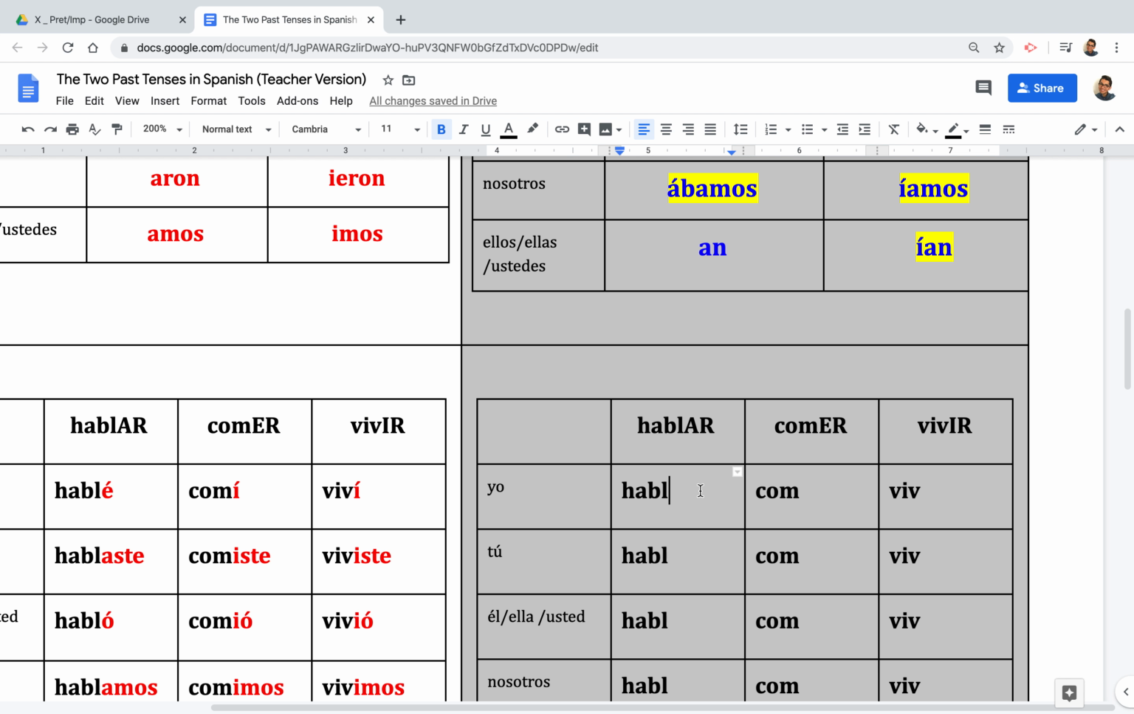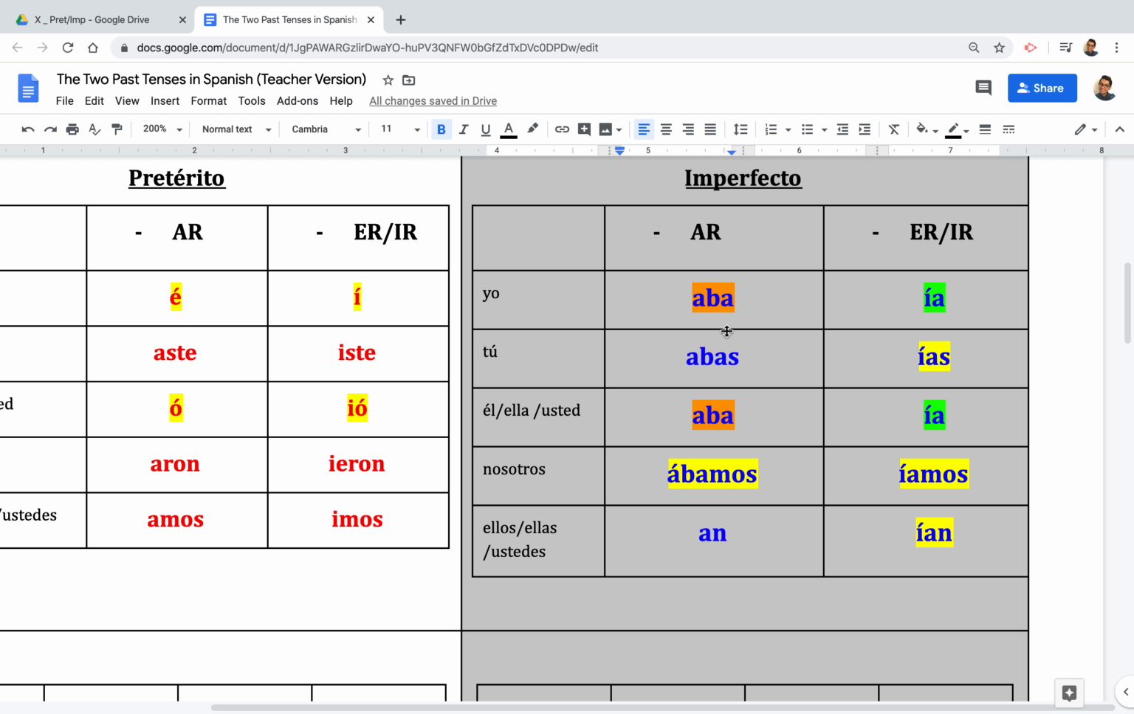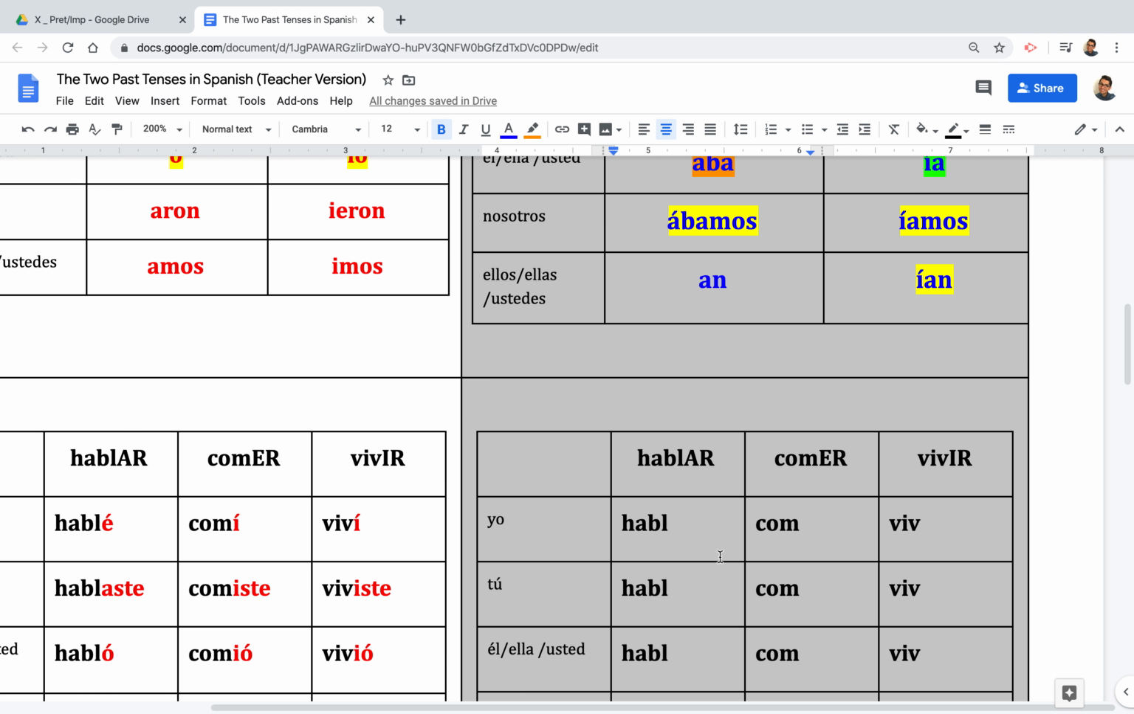Now, step three says change the ending to match the person who is doing the action. And once again, who is doing the action in the sentence? Correcto. Yo is doing the action in this sentence. So I'm going to look at my cheat sheet. I'm sorry, I was going to say chart. And I can see that for yo, I am going to use the ending aba. So I am going to write aba.